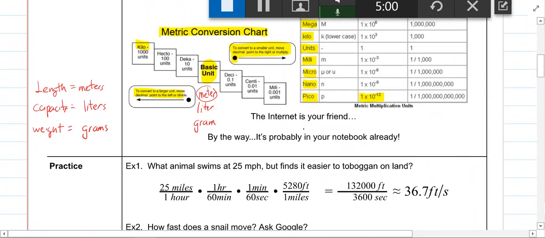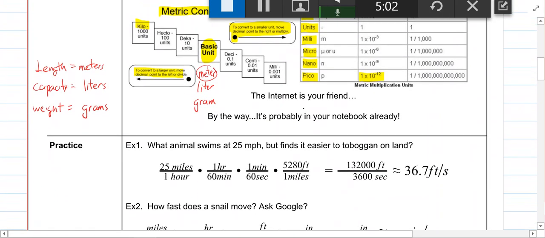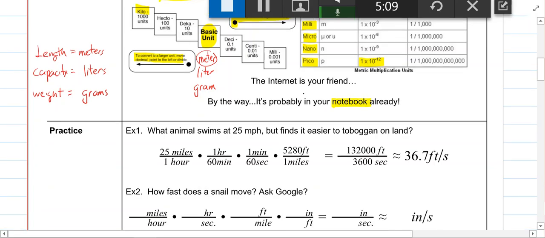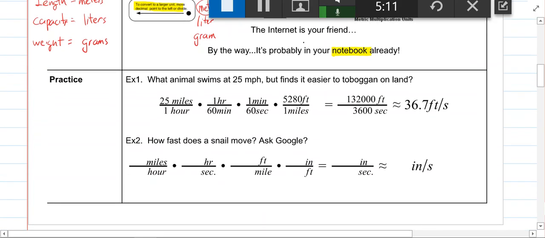They're always available on the internet. They're probably in, well, I usually say notebook, but I don't know if a lot of you have a notebook this year because you're at home. So let's get into example 1 and see how this all operates.